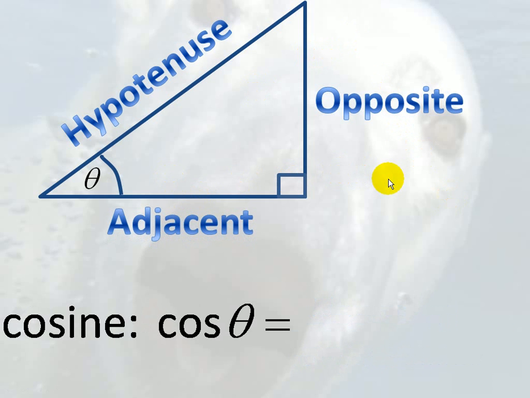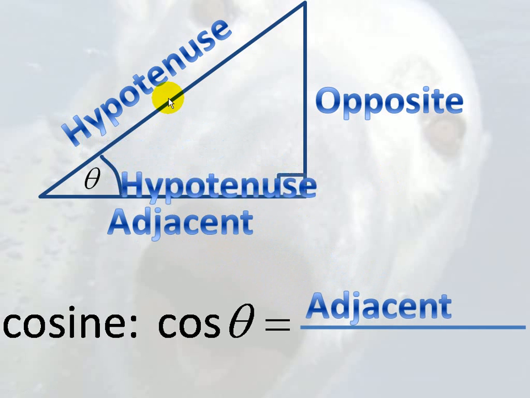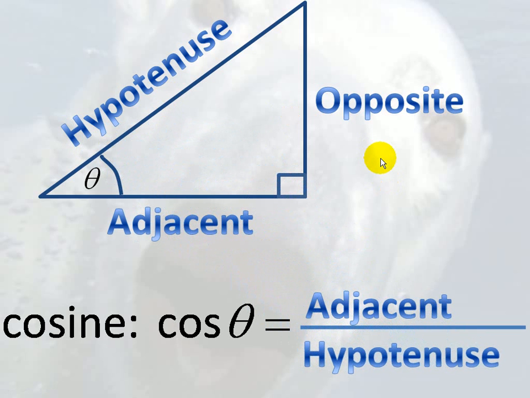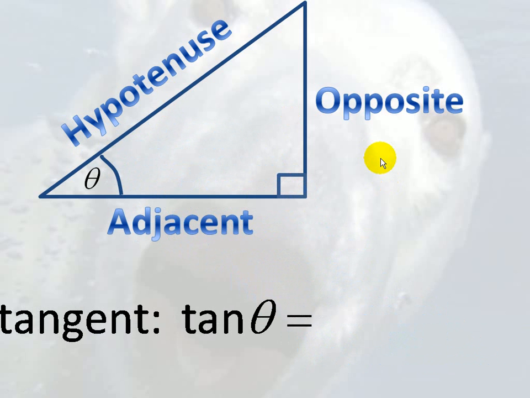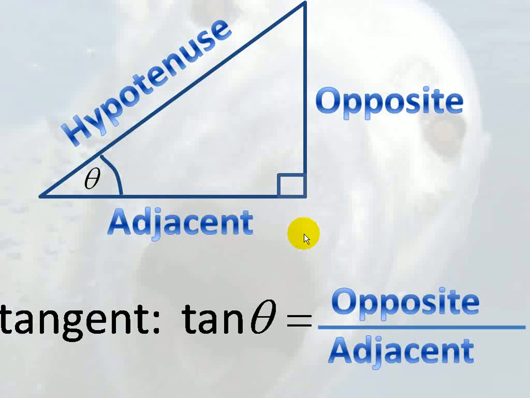Okay? Likewise, the cosine of theta would be the ratio of the adjacent side over the hypotenuse. So that's what the cosine is, the adjacent side over the hypotenuse. And then we have tangent. The tangent of theta would be the adjacent on the bottom and the opposite on the top. So it would be the opposite over adjacent. So sine is opposite over hypotenuse. Cosine is adjacent over hypotenuse. And tangent is opposite over adjacent.